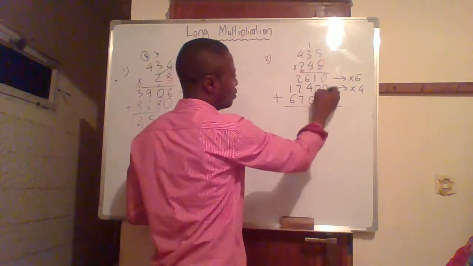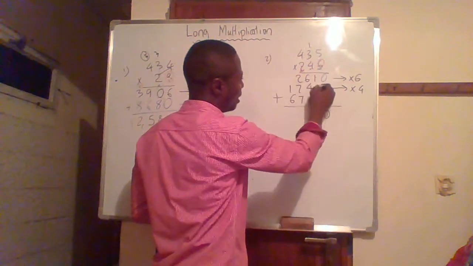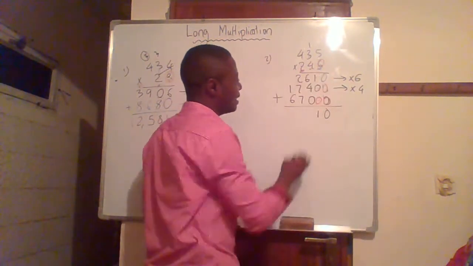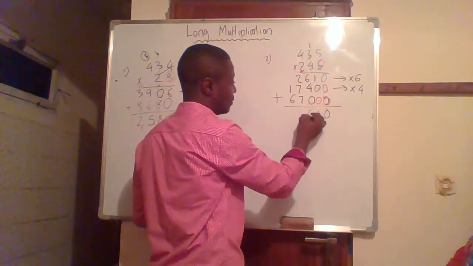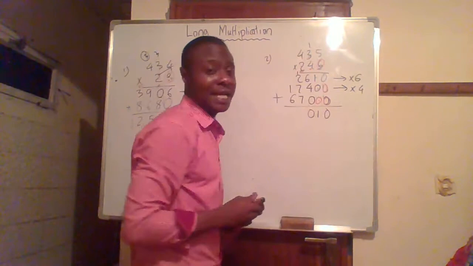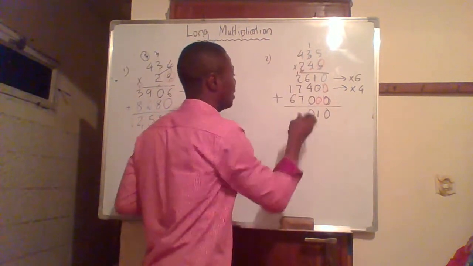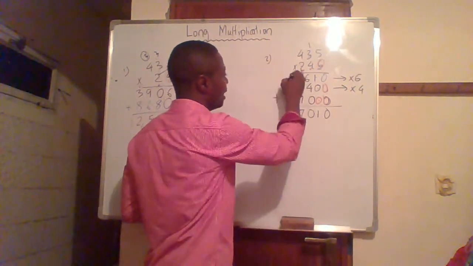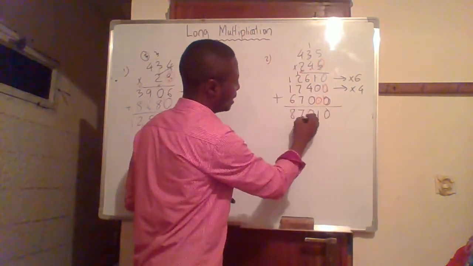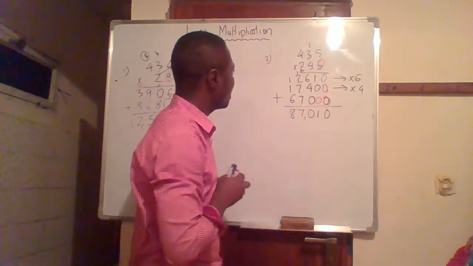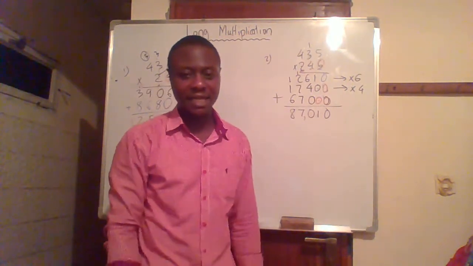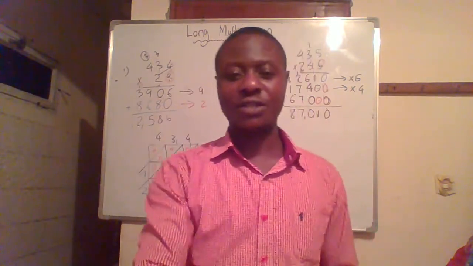So this is 0, 0, 0. And this is 1 plus 0 plus 0. It's 1. This is 6 plus 4. It's 10. 10 plus 0 is still 10. I'm going to write the 0 here and carry 1. And this is 3 plus 7. It's 10. 10 plus 7 is 17. So I have a 7 here, and I carry 1 there. And the answer is going to give me 87,010. Good.